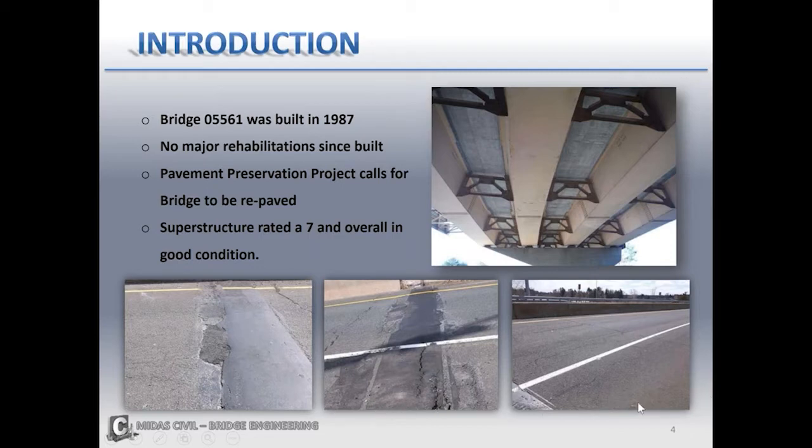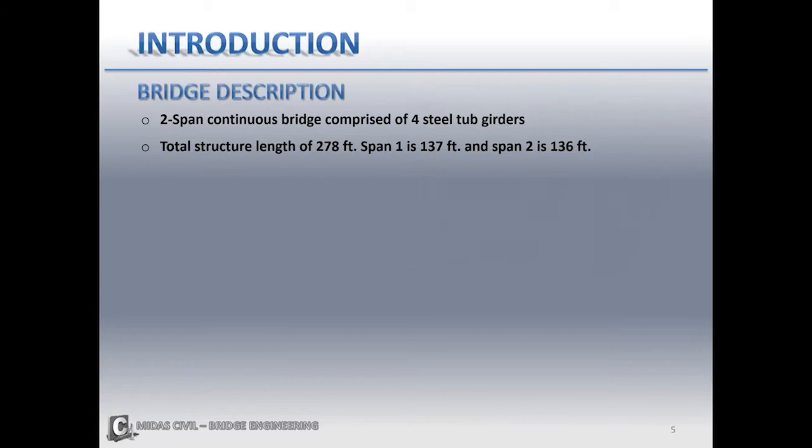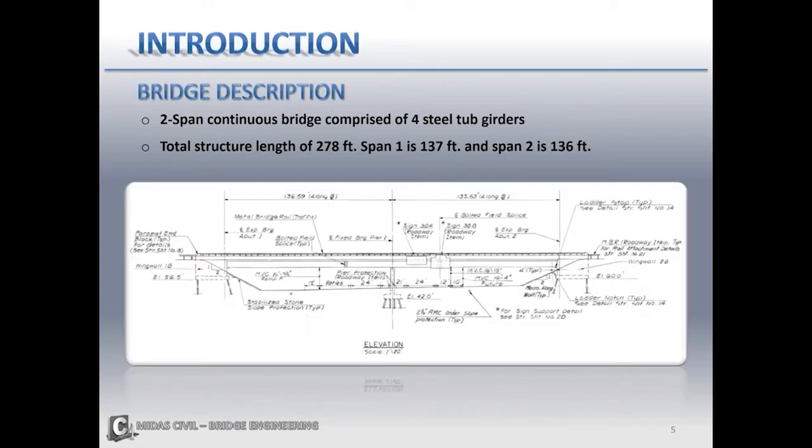I just want to point out in particular the map cracking and the joint deterioration, which is what the repaving was done for. The bridge is a curved 2-span continuous bridge comprised of 4 tub girders, and the total length of the structure is 278 feet. The first span is approximately 137 feet, and the second span is about 136 feet. Here you can see a screenshot of the bridge elevation and a screenshot of the plan view.